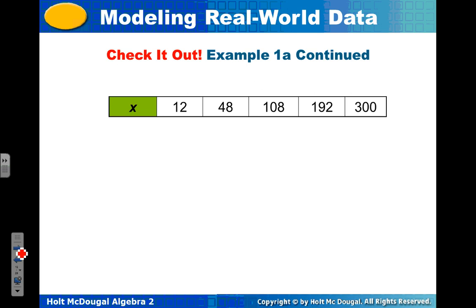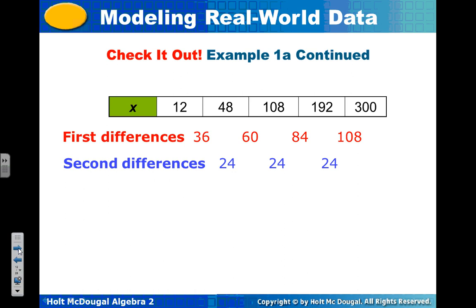And then when you subtract them one more time, 60 minus 36, 84 minus 60, 108 minus 84, every time you subtract, you get 24. So the second differences match. Now again, these are the second differences for the x values.